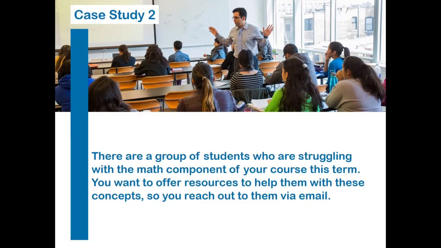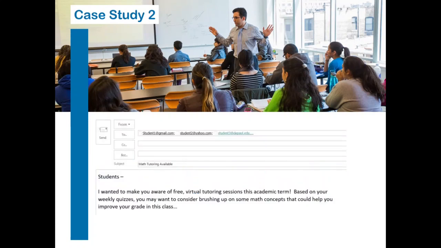There are a group of students who are struggling with the math component of your course this term. You want to offer resources to help them with these concepts, so you reach out to them via email. Your email lists the group of student recipients in the To line. You explain that virtual tutoring sessions are available to help strengthen their math skills to improve their grades in your course. Is this a FERPA violation?